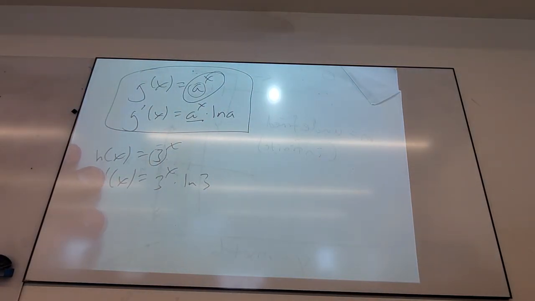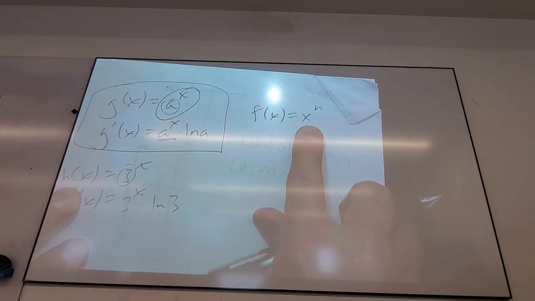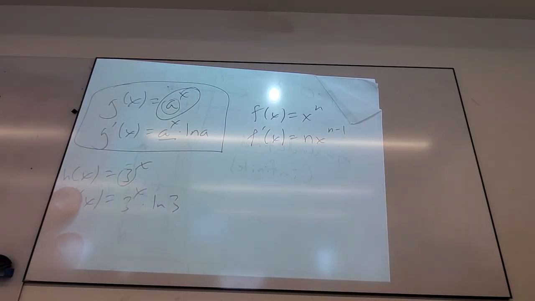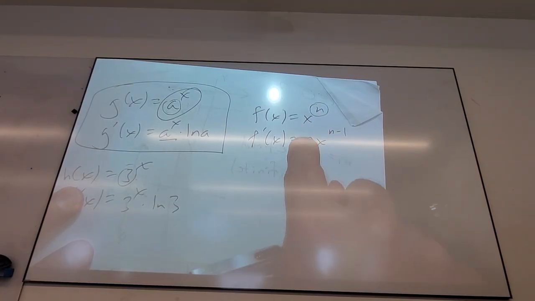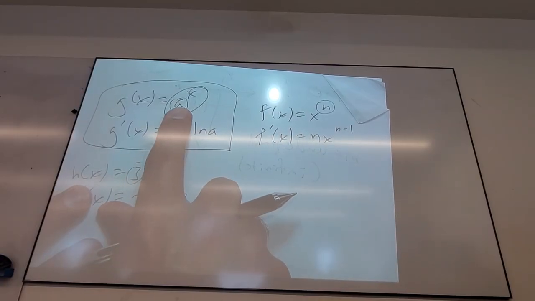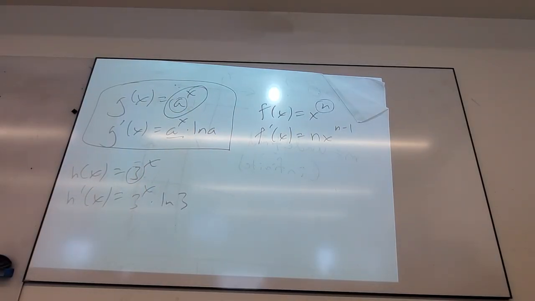Let me make sure you guys understand. If I have this silly thing, remember that guy? What's his derivative? n times x to the n minus 1. So if that was a 7, wouldn't there be a 7 here and a 6 there? That's how you use the rule. So how do I use this rule? If that's a 3, that's a 3 and that's a 3. If that's a 7, that's a 7, that's a 7. Yes? No?